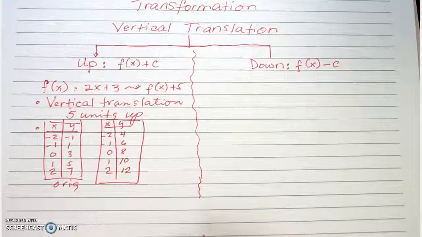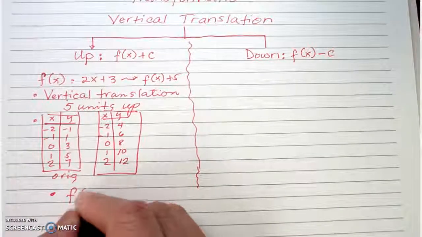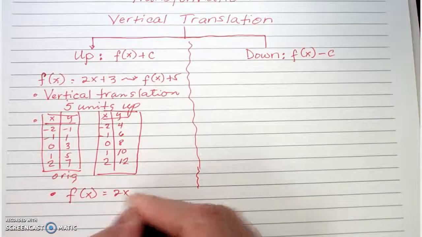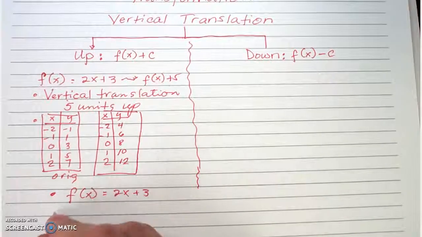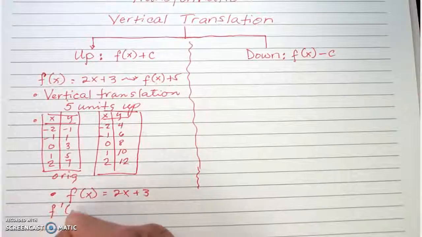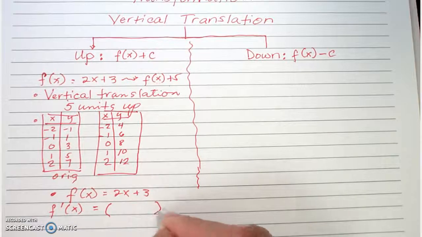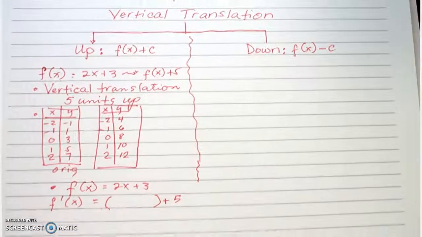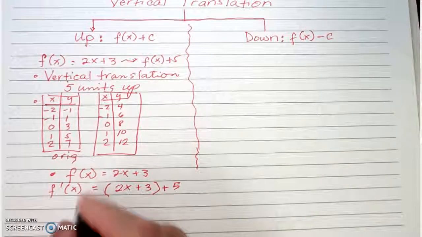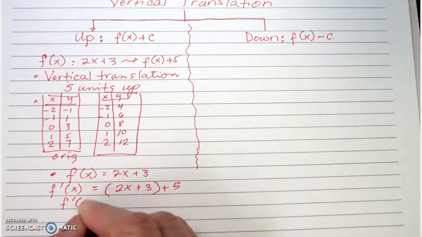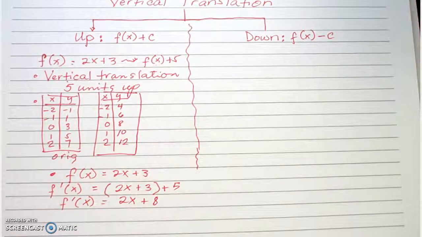Let us now do our equation. So our equation, the original is f of x equals 2x plus 3, and then you wanted to add 5 to your function. But your f prime of x will be your f of x plus a 5, meaning this is going to be outside, and your final transformed function would look like 2x plus 8. That is your new function.